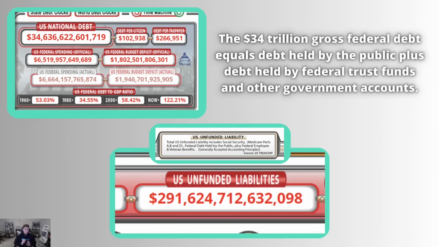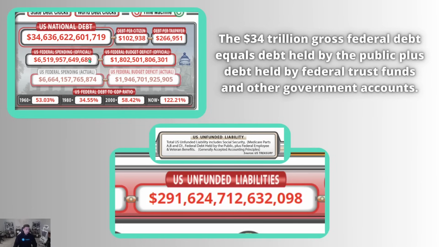To begin, if you have never seen these numbers before, this is the US national debt. And you could see that when I took this picture, it was currently sitting at $34.6 trillion. This $34 trillion is gross federal debt, which is equal to debt held by the public plus debt held by federal trust funds and other government accounts.